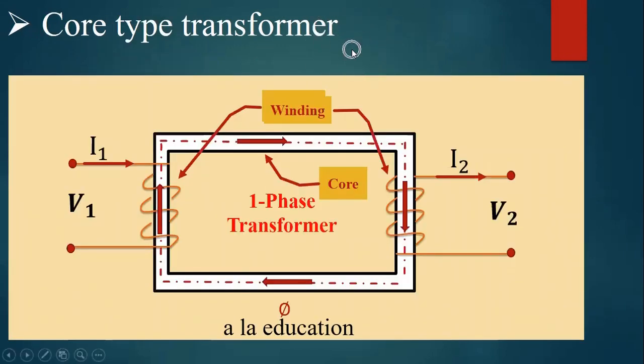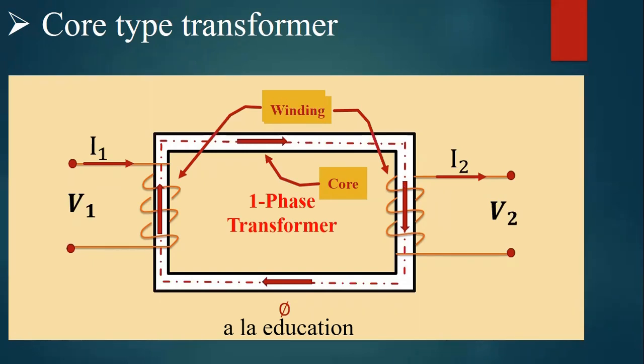Core type transformer. In core type transformer, core is surrounded by the winding. You may ask me, sir, how can you say core is surrounded by the winding? For that, my answer is, you see the winding. The winding is on top of the core on both the sides. So I can say, in core type transformer, core is surrounded by the winding.